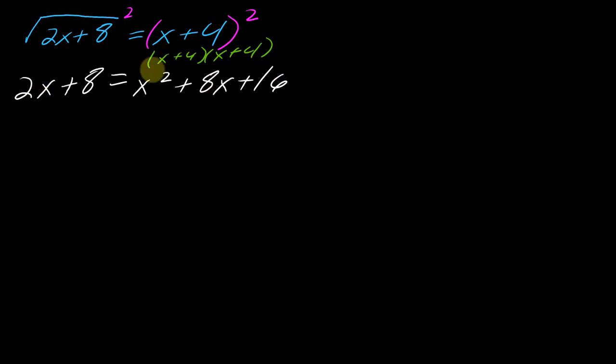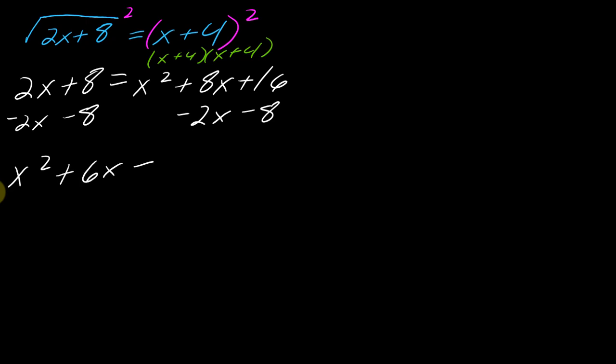And this is kind of the same thing, right? So you can see here that you're going to have to end up factoring this. So I'm going to go ahead and subtract off the 2x, and I'm going to subtract off the 8. So now I get x squared plus 6x plus 8 equals 0.